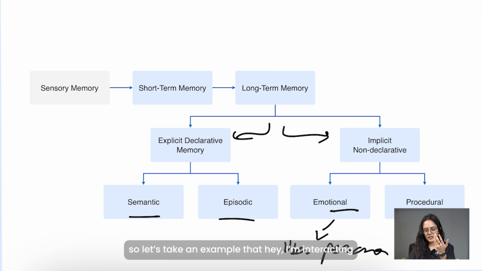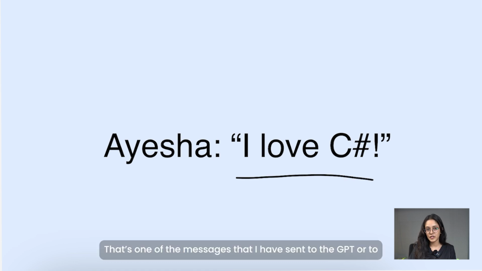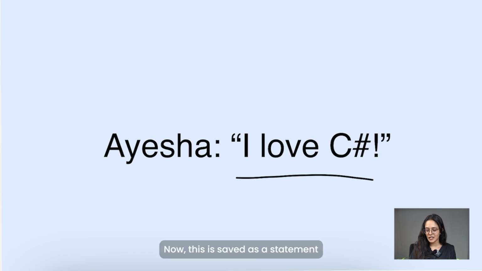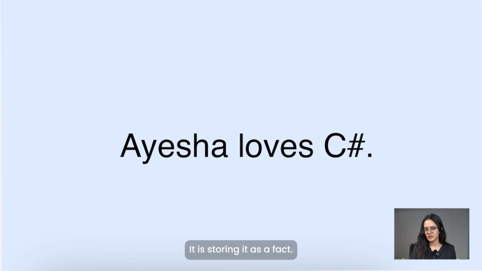So let's take an example. I'm interacting with one of these applications, maybe OpenAI's ChatGPT, and I start by saying that I love C#. That's one of the messages I have sent to GPT, or maybe Claude, in one of my interactions. Now, this is saved as a statement in the memory management framework of that chatbot: Ayesha loves C#. That's the fact. It is storing it as a fact.